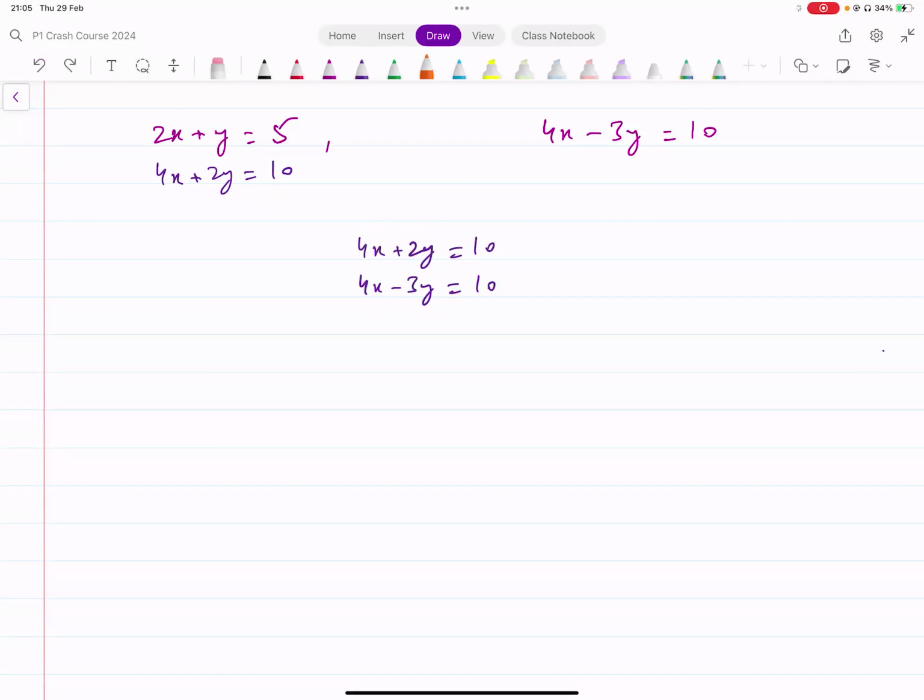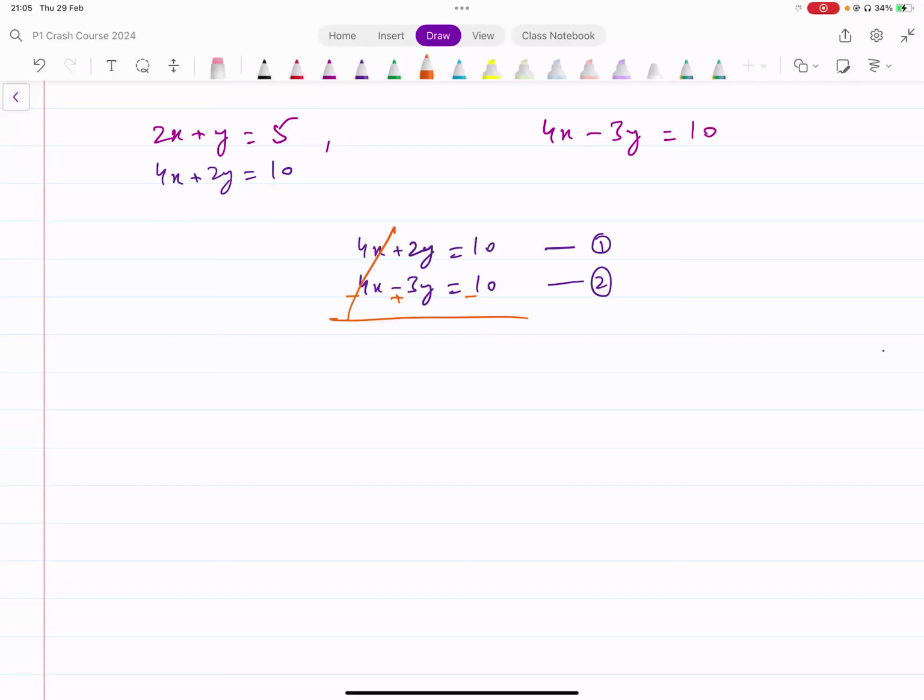Now, since the coefficients of x are both the same now, and they're both positive, what we can do is subtract the second equation from the first one. Let's call these the first and second equations. You can subtract the second one from the first one. How do you do that? You change the sign. This is minus, this is plus, this is minus, this gets cancelled.